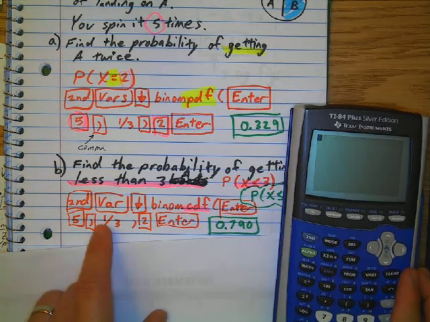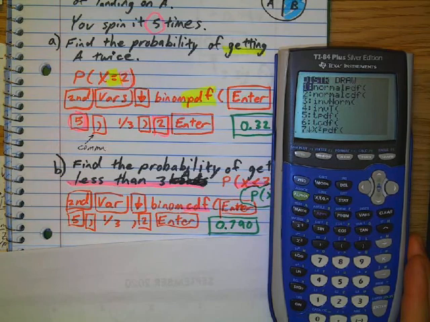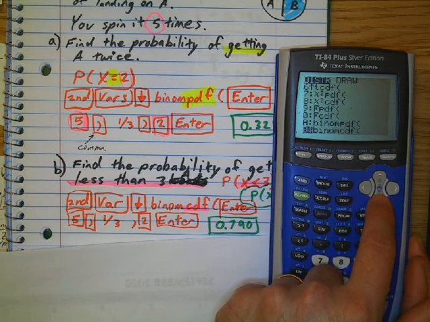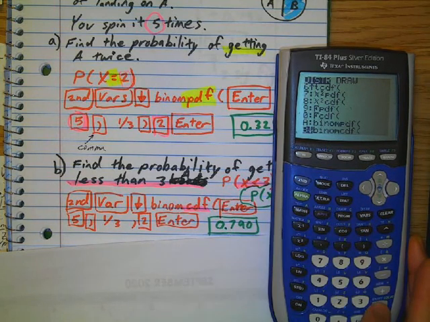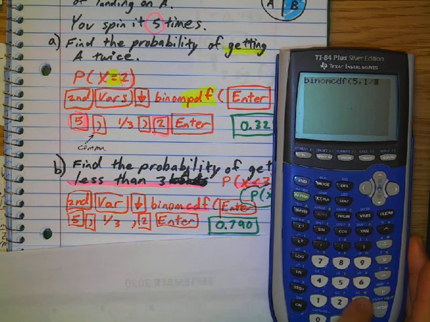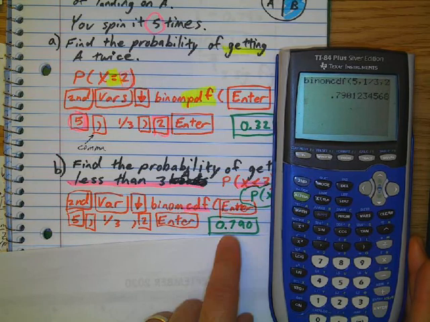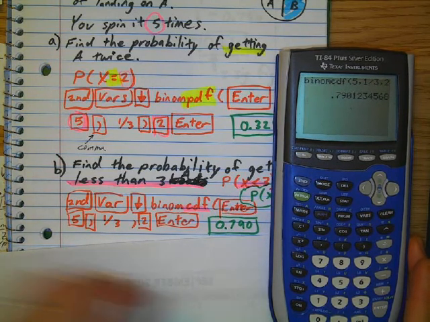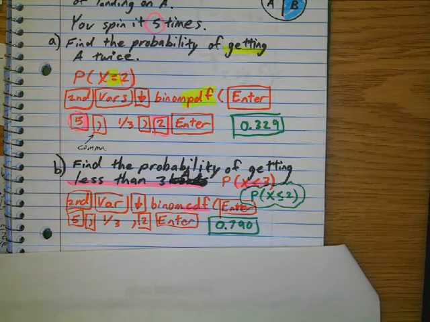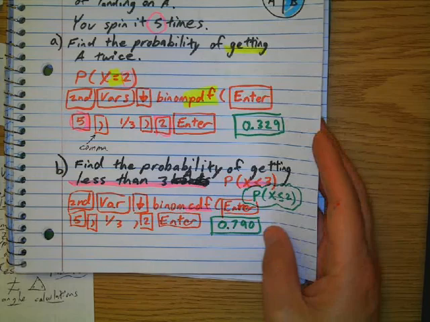So let's follow these steps. Second var, arrow down to binom CDF, enter, I'm going to hit 5, comma, 1/3, comma, 2, enter, and then I get this value here. Okay, you might want to hit pause, watch this a few times, take notes very carefully. The pause button is your friend. Okay, so now this is how you do it if it's less than.